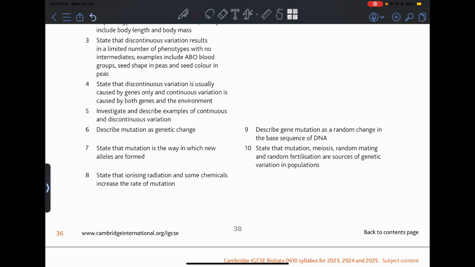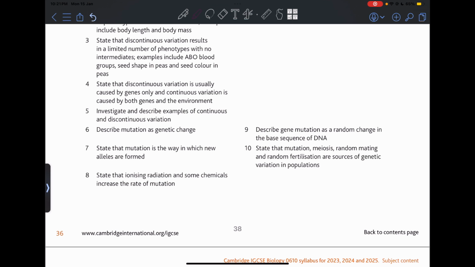So state that discontinuous variation is usually caused by genes only, and continuous variation is caused by both genes and the environment. So what does this mean? Discontinuous variation is usually caused by genes only. For example, the blood group, you can only inherit this feature. But continuous variation, for example your body height as a human, can be affected by environmental conditions, such as good nutrition. If you have a healthy diet, then you may grow taller than others.